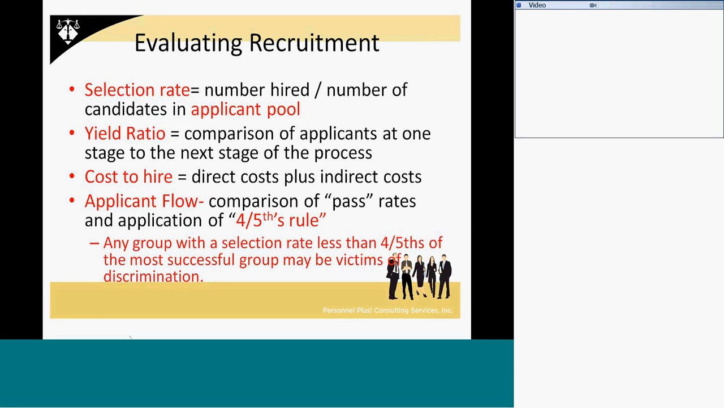Again, applicant flow is a pretty technical concept, but what you do is you look at relative pass rates at each step of the process. If you want more information about the 4/5 rule, email. I have a separate document that shows you examples and explains what the 4/5 rule is all about. But ultimately what it says is there's a certain deviation from a norm that's allowed; anything more than basically a 20% deviation between the pass rates of one group and another is presumed to be discriminatory unless you have something that shows that it isn't.